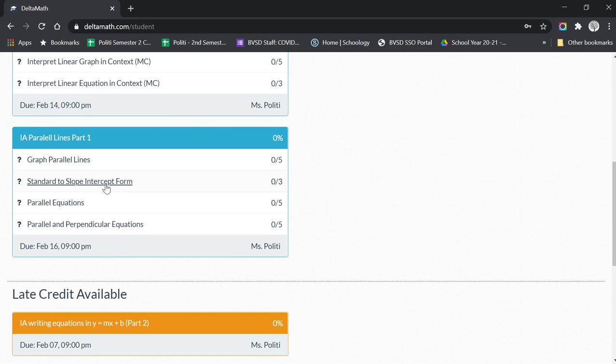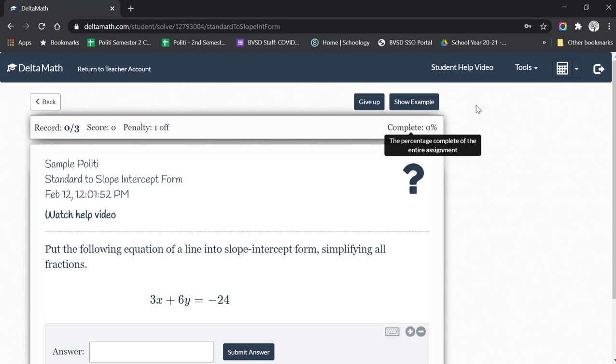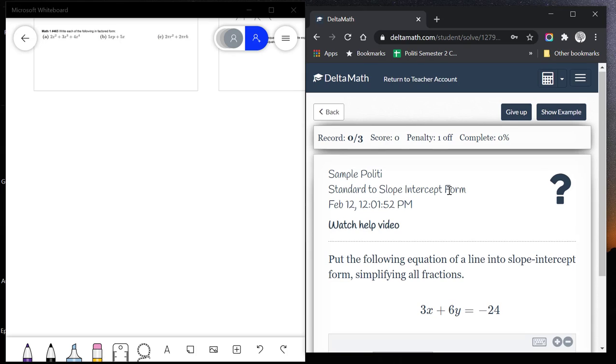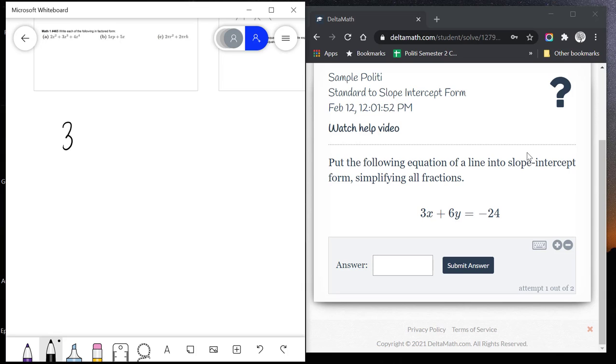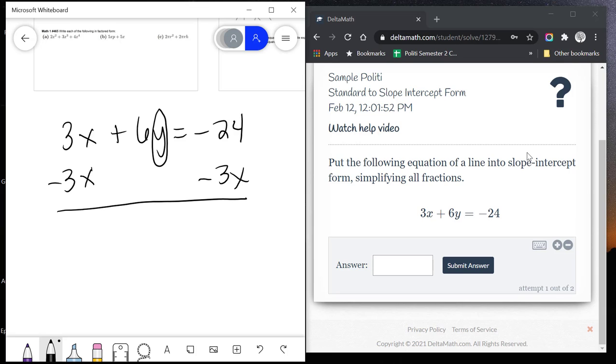The next part is standard form to slope-intercept form. This is just a reminder of something we've done before because you're going to need it on the second part. Just remember that if you've got 3x plus 6y equals negative 24, you want to get the y all by itself. So subtracting 3x from both sides is a good first step. And then we've got 6y equals negative 3x minus 24.